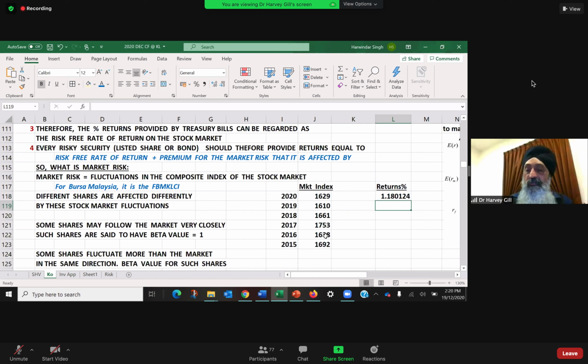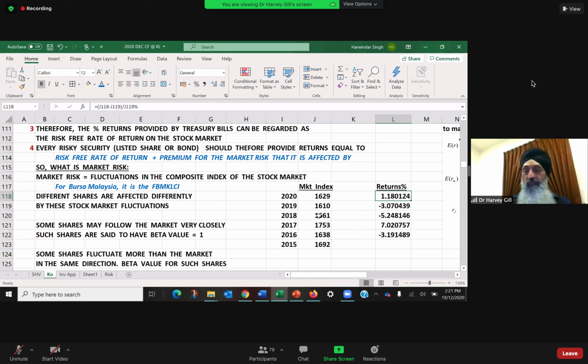Yeah, very small returns. And then for 2019, you will do the same thing. In brackets, 1610 minus the previous year's index divided by the previous year's index. Why? Because it's changed from previous year to this year. Yeah. So divided by 1661 again as a percentage. And of course, this time it is negative. So if I was to copy this formula and I continue all the way down here, then I would get my 5 different returns.